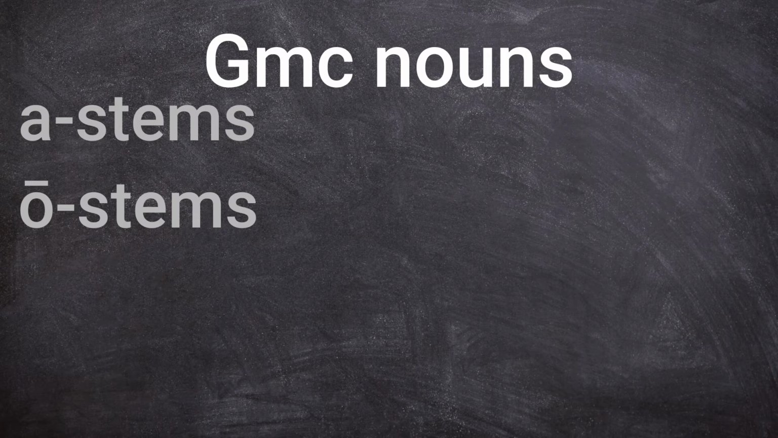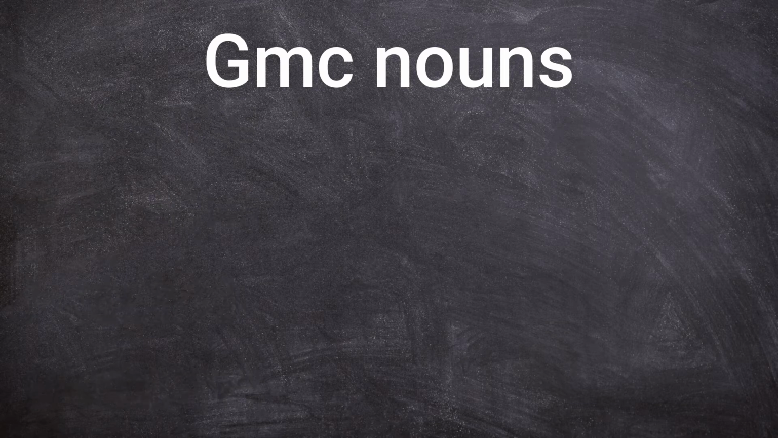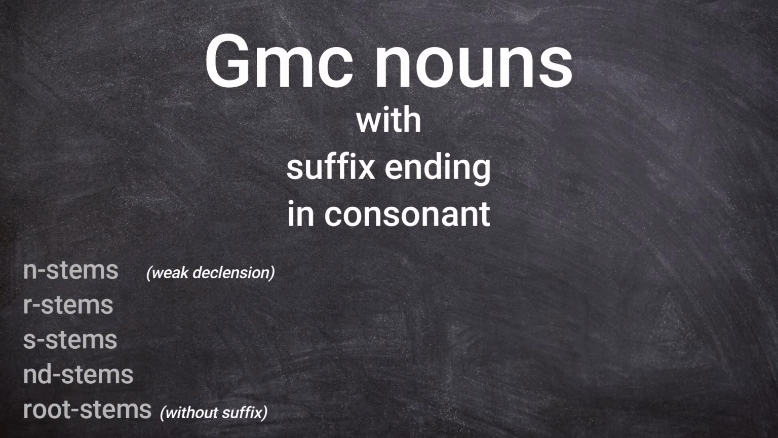Smaller classes with vocalic stems were the one having e as a thin vowel and another one with u. In this case as well, we see parallelisms with other Indo-European languages. There were also small groups with suffix ending in consonant. This could be n, called weak declension, r, s, and nd. There were also the so-called root stems, that is, stems without any suffix, whereby stem and root are the same thing, and the root is connected directly to the desinence.